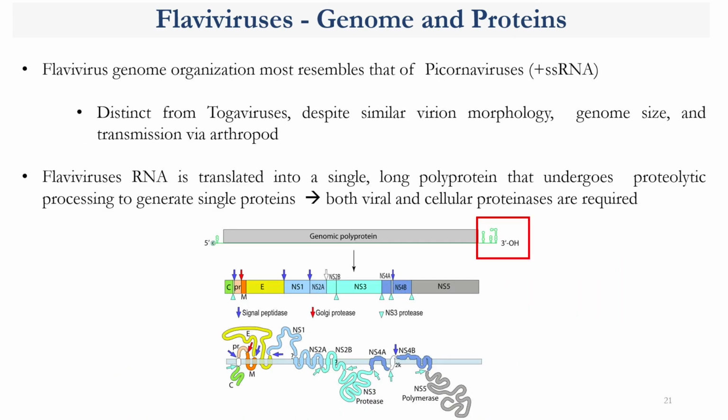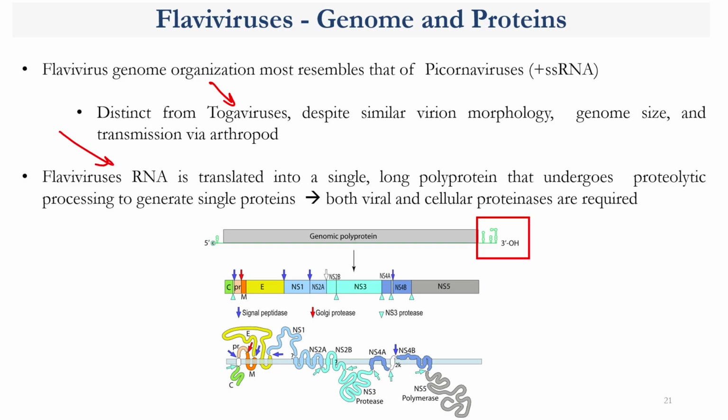Now, if you look at how the genome is organized, it's very similar to what we see for picornaviruses. But this is very different from togaviruses, as we'll see later, okay? The virion morphology is different, but the genome size is similar, and they do get transmitted by arthropods, okay? So mosquitoes, for example.